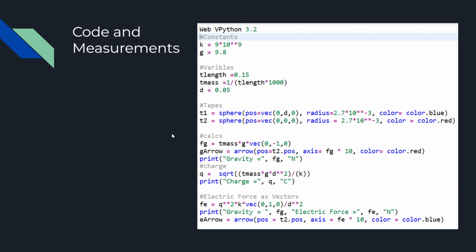And here we can see the calculations made. Fg was simply, again, mass times gravity, and the charge was found by setting the Coulomb's equation equal to the gravity equation, and then manipulating the equation to solve for Q. And the square root is included, because Q1 and Q2 were assumed to be the same, equal and opposite, and so it was simply just Q squared.